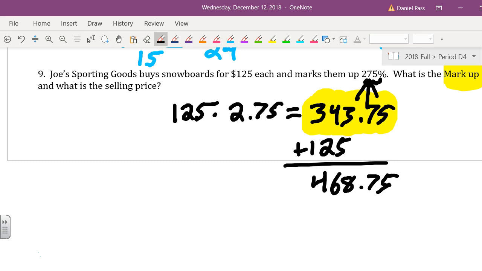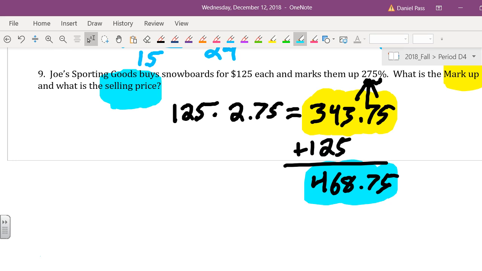468.75. And if anybody knew that Joe was marking it up that much, they probably wouldn't buy it at Joe's Sporting Goods. All right, let's hear it. Much better. Wow, that was good.